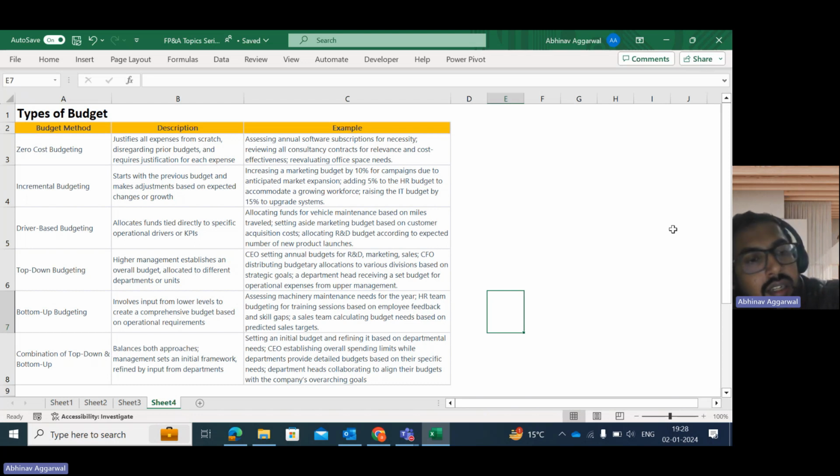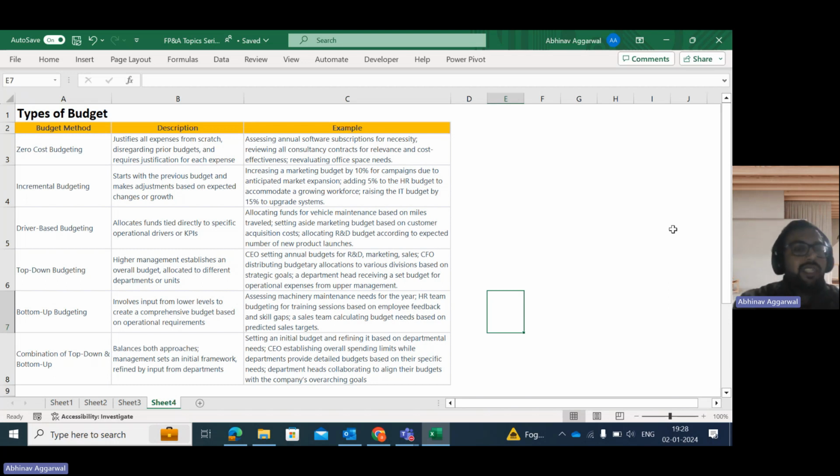Talking about the next technique, that is top down. Top down budgeting is very commonly used, wherein higher management establishes an overall budget and allocates it to different departments. In top down budgeting, there are no inputs taken from lower management or mid level management. Higher management, a CEO or a CFO, sets up the annual budget and distributes it to different divisions as per the strategic goals and initiatives.